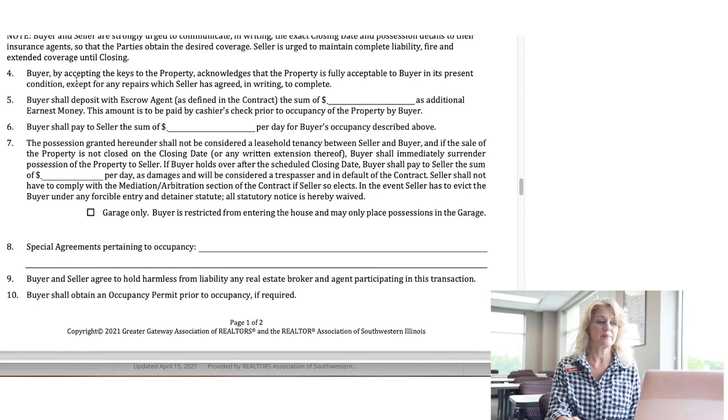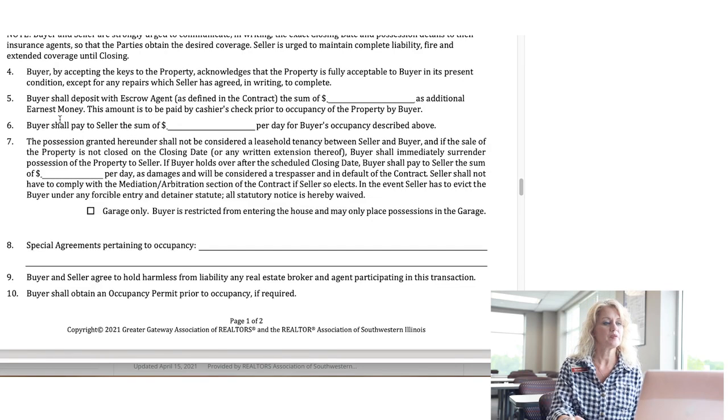The buyer, by accepting the keys to the property, acknowledges that the property is fully acceptable to buyer in its present condition, except for any repairs which seller has agreed in writing to complete, if they aren't completed yet. The buyer shall deposit with escrow agent as defined in the contract the sum of blank as additional earnest money. This amount is to be paid by cashier's check prior to occupancy of the property by buyer. This is a term agreed upon between buyer and seller.